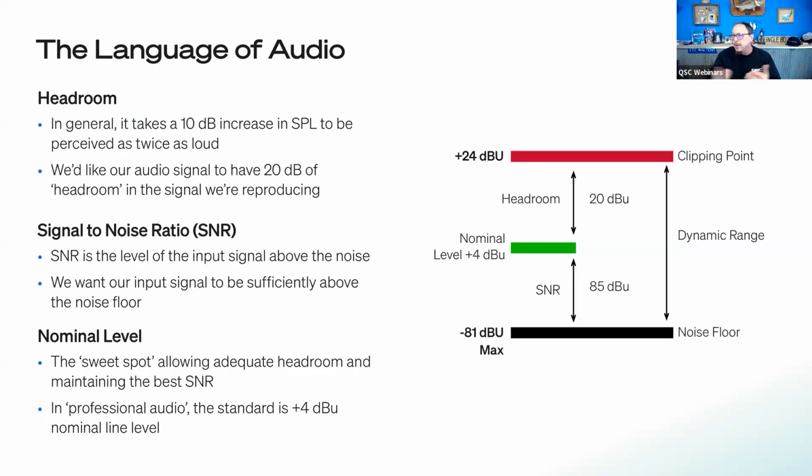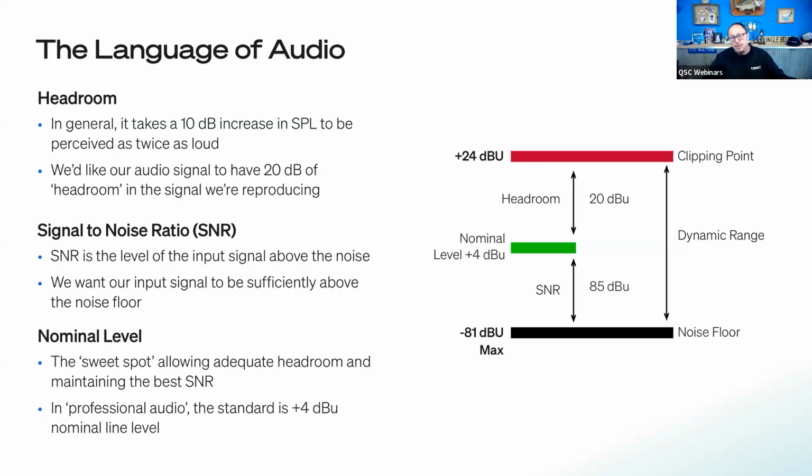So now some nominal level standards. Professional line level is going to be at a +4 dBu nominal. Consumer line level is going to be about negative 7.78 dBu or negative 10 dBV. And then microphone level could be anywhere, but typical non-dynamic microphones are going to be about negative 60 dBV or negative 57 dBu roughly. So there is really no standard for that. Some microphone levels can be different.